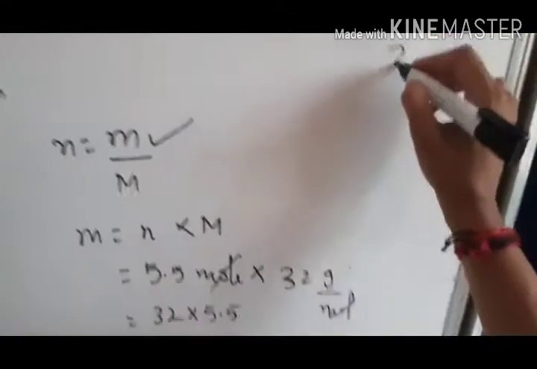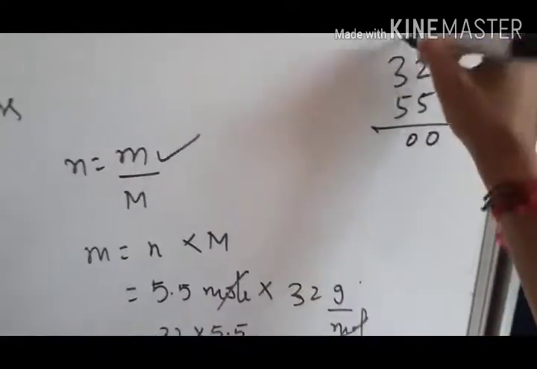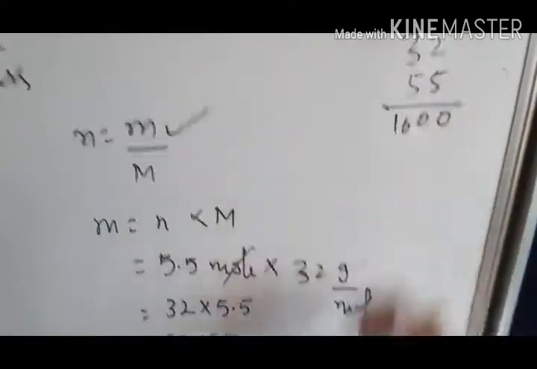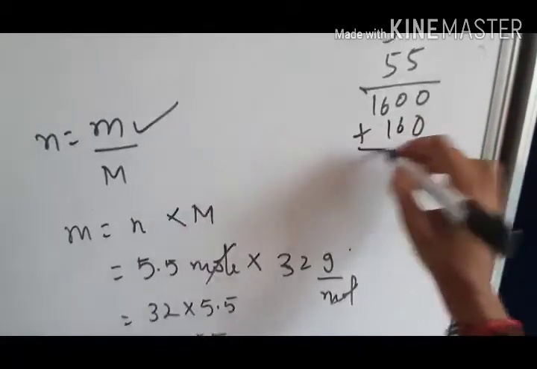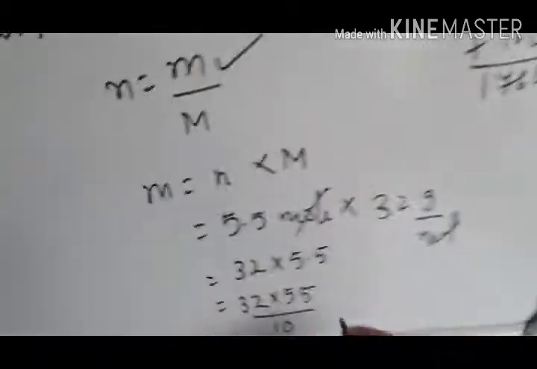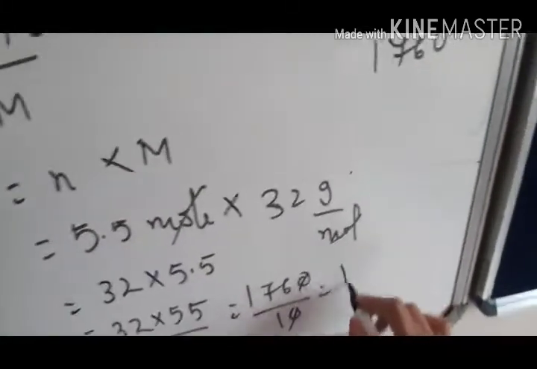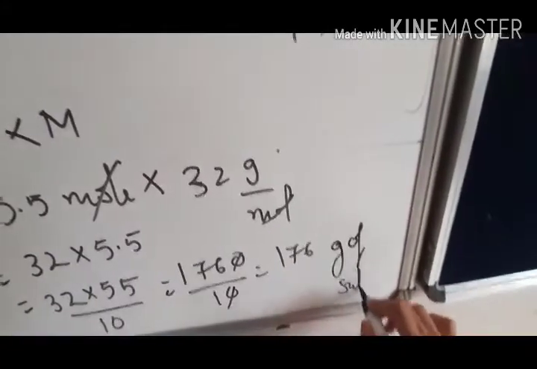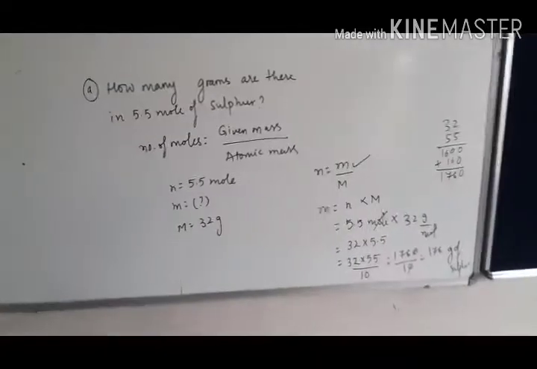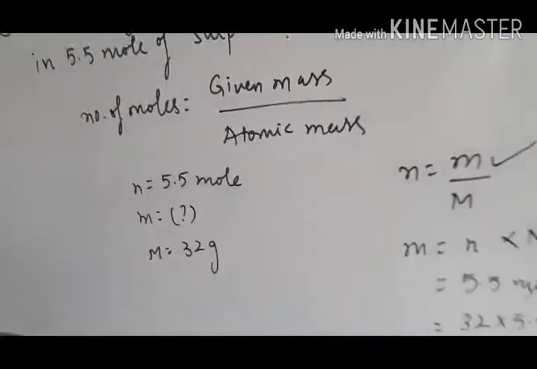Here we do the calculation for 32 into 55. 5 2s are 10, 5 3s are 15 plus 1 is 16. So here we have the answer 1760, so we have 1760 upon 10. The 0s cancel out, so that is equal to 176 gram of sulfur. So the grams present in 5.5 mole of sulfur is equal to 176 gram.